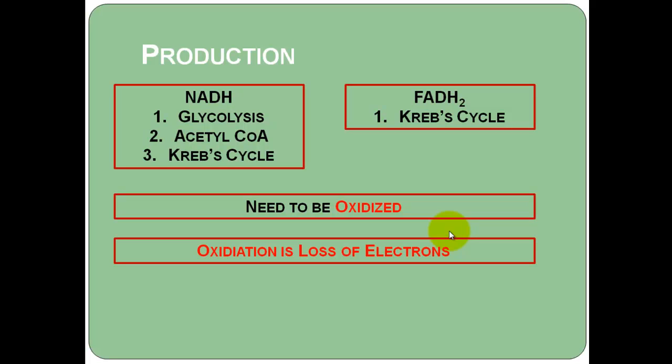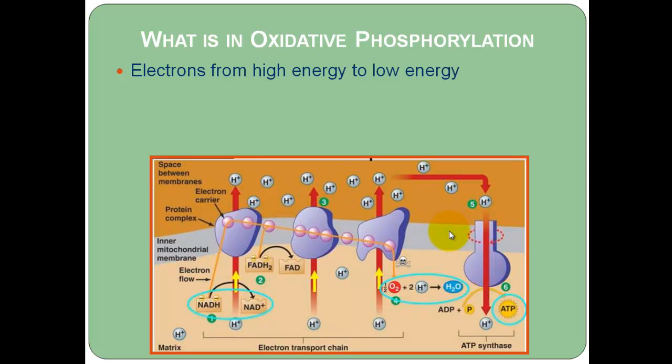NADH and FADH2 lose their electrons, thus getting oxidized in an electron transport chain in the mitochondrial membrane. To really get the maximum out of a molecule of glucose, you need oxygen to oxidize the NADH and FADH2 molecules. So what is oxidative phosphorylation and how does energy get created?